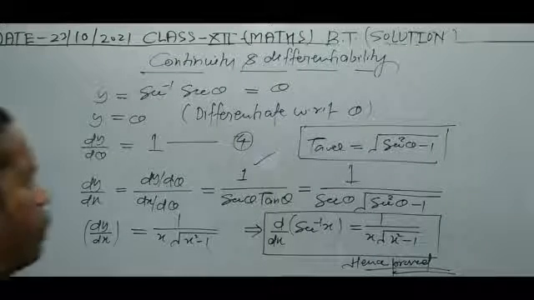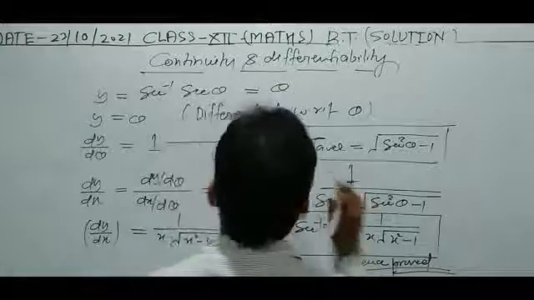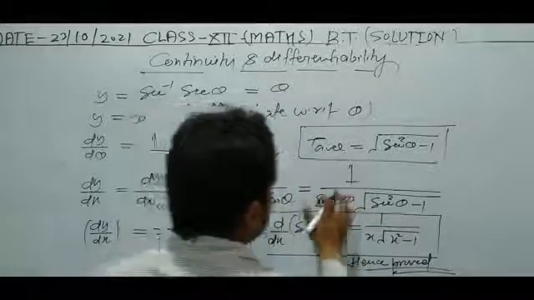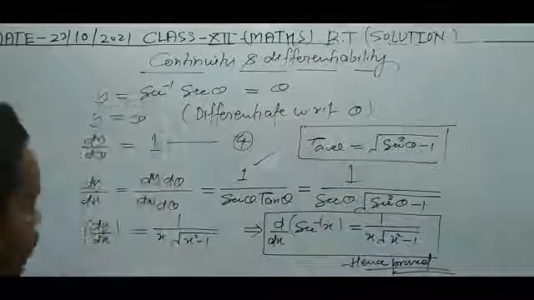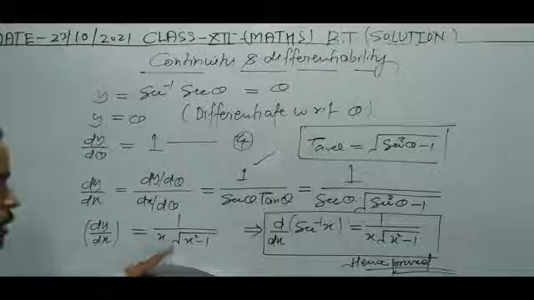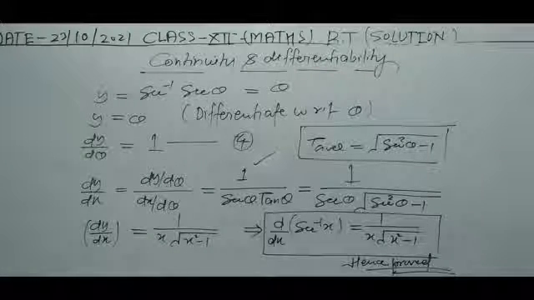Now we have considered sec theta is equal to x. Now you can put here x and root over x square minus 1. See, this is our proof. Now section A is totally completed.